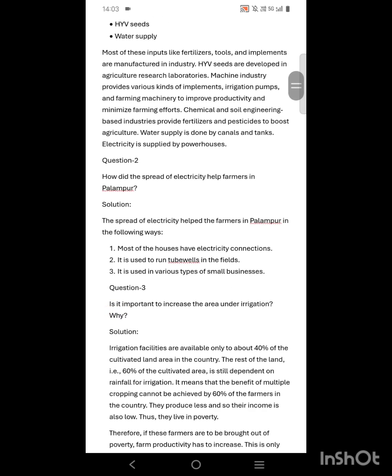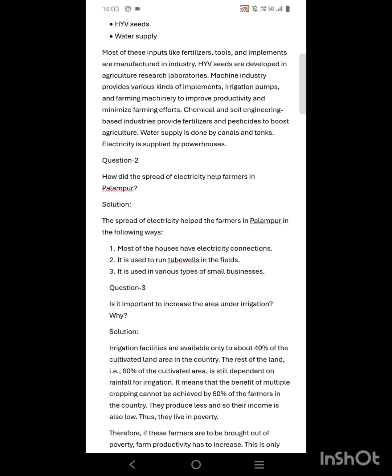Number 2. How did the spread of electricity help farmers in Palampur? The spread of electricity helped the farmers in Palampur in the following ways. Most of the houses have electricity connections. It is used to run tube wells in the fields. It is used in various types of small businesses. So, due to the spread of electricity, the people of Palampur have electricity connections in most of the houses. Now the electricity connections are available.